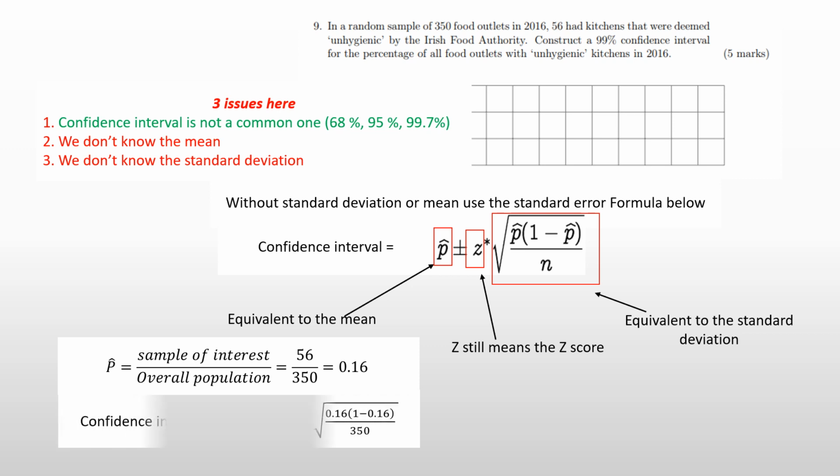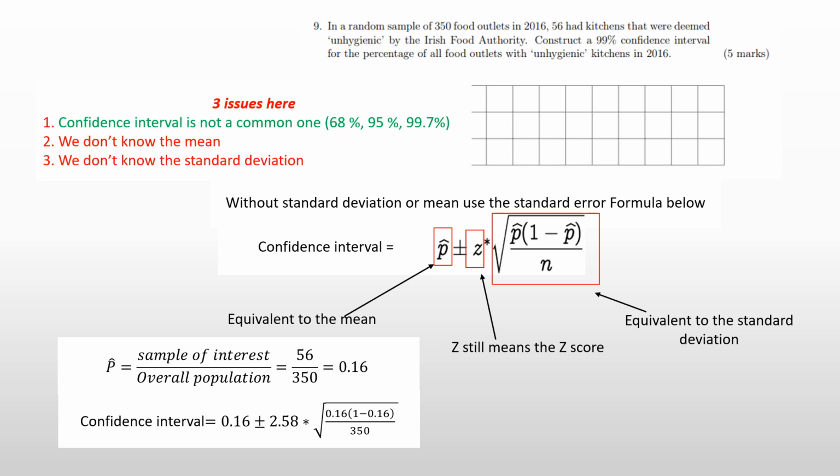Okay, and then the confidence interval would be if you just sub in those values, because n is just the number of samples you have, right? So in this case, the number of things you have in that sample. You have 350 food outlets. So that's n. N is the total number in the overall population, or the overall number of subjects in that sample, right? So n is the big number.